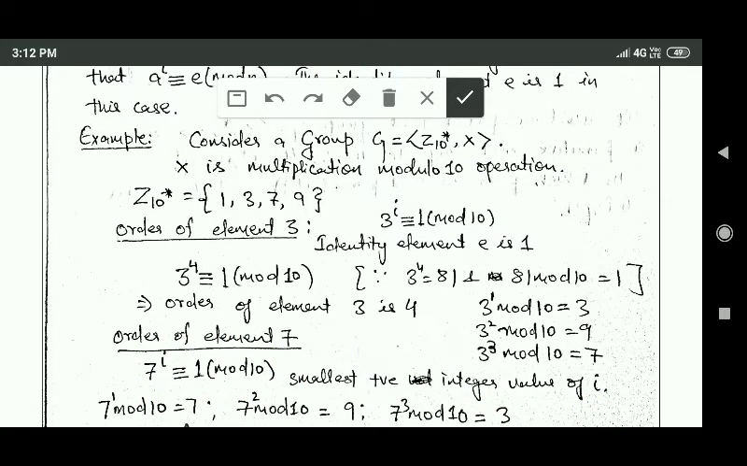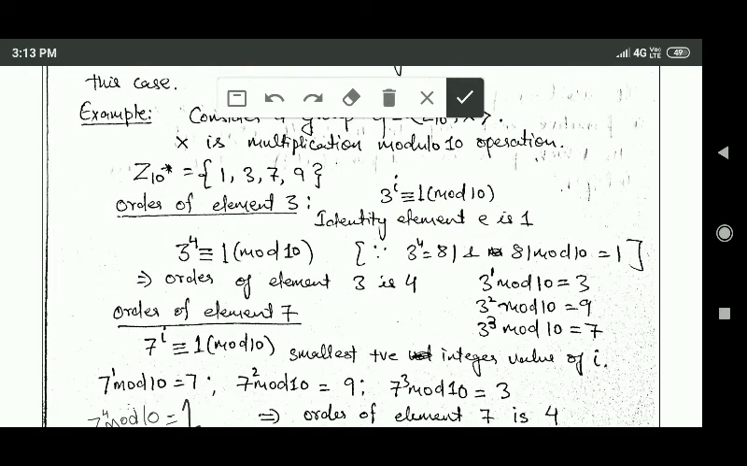Now suppose we need to find the order of element 3 in this group. We need to find the smallest positive integer value of i which satisfies this equation. When i is equal to 1, 3 raised to power 1 mod 10 is equal to 3, so i equal to 1 does not satisfy this equation. Similarly, i equal to 2 and i equal to 3 also do not satisfy this equation, because 3 squared mod 10 is equal to 9 and 3 raised to power 3 mod 10 is equal to 7.